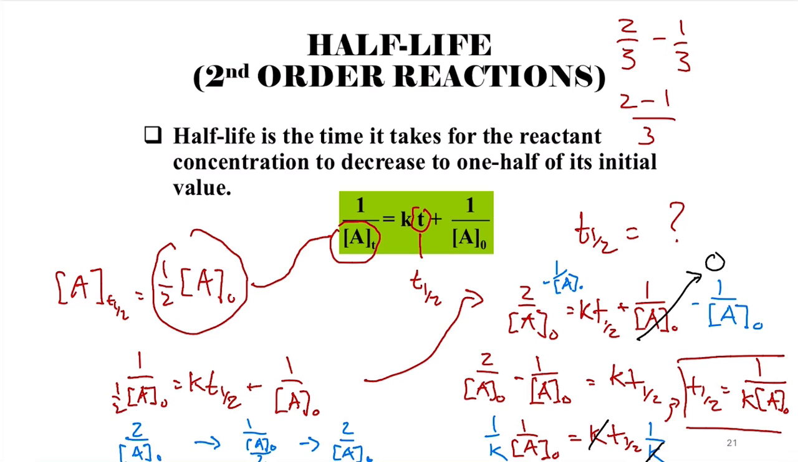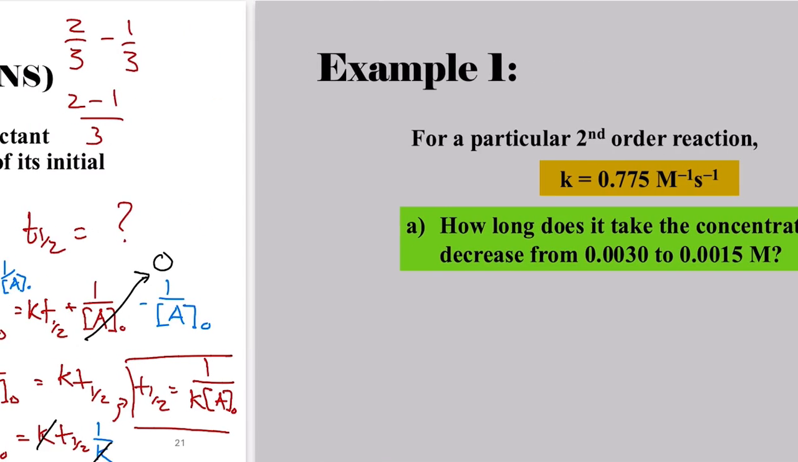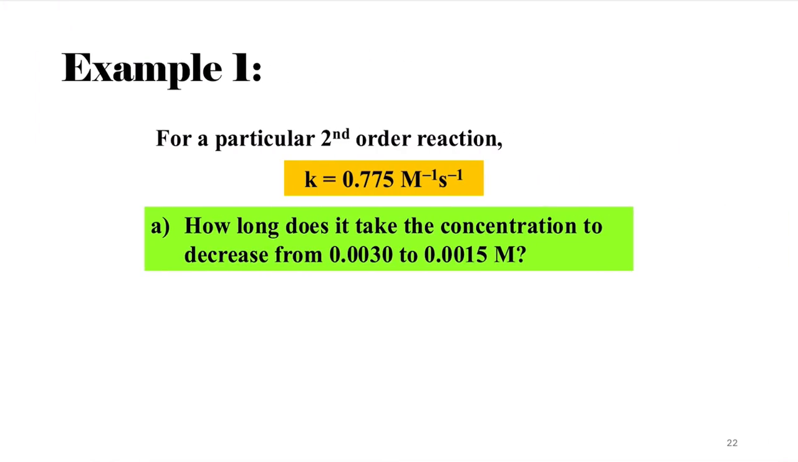All right, so let's go ahead and continue. We derived our expression for the half-life. We see that it depends inversely on the initial concentration. So here we have a particular second order reaction. You're given the rate constant, the units as well. So how long does it take for the concentration to decrease from 0.0030 to 0.0015 molar? I'll give you guys a minute to think about that, and then we'll go ahead and work through it.